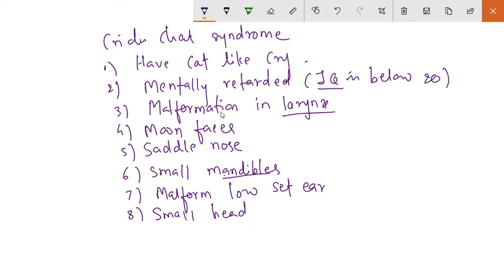तर या ठिकाणी these are the features of the cri-du-chat syndrome. ओके, म्हणजे ज्या माणसामध्ये ज्या व्यक्तीमध्ये या cri-du-chat syndrome असतं त्या ठिकाणी त्या बेबीमध्ये आपल्याला दिसतं की ते cry as like a cat, they are mentally retarded, they show the IQ below 20, there is malformation in larynx, म्हणजे घशाच्या यंत्रामध्ये, मून फेसेस असतात, सॅडल नोज चपटे नाक असतात, स्मॉल मॅन्डिबल्स म्हणजे लोअर जॉ हा छोटा असतो, त्यानंतर कान छोटी छोटी असतात आणि डोकं सुद्धा त्या ठिकाणी छोटं असतं.